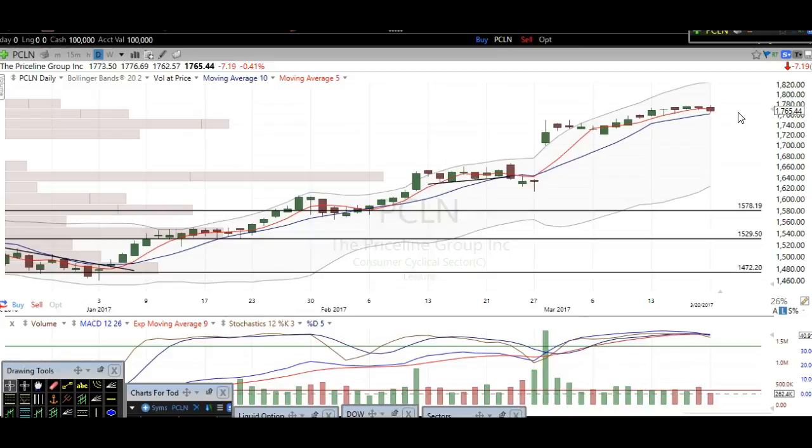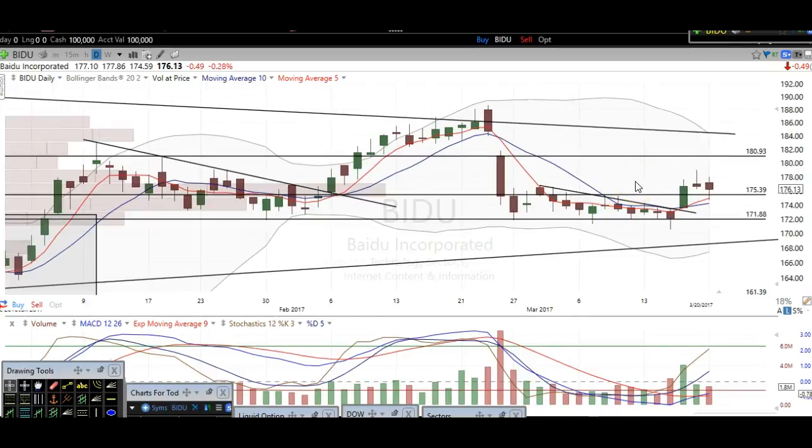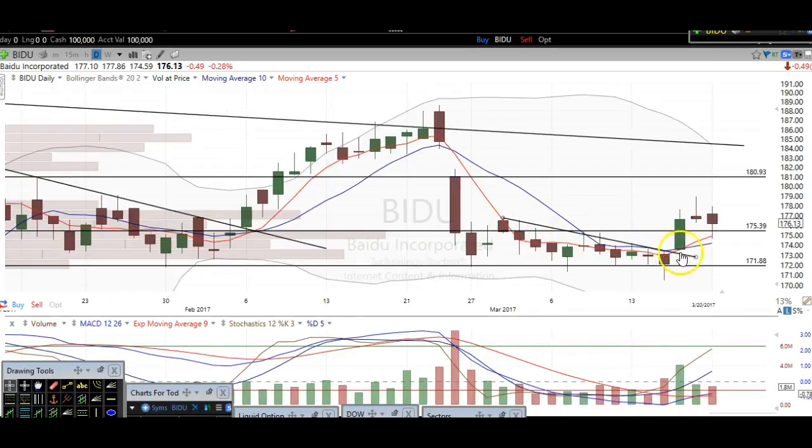Next one we're going to take a look at is Bidu. And Bidu, you can see very nice breakout over this trend line right here. Very nice breakout right here on some volume as well. That was a very nice look here.